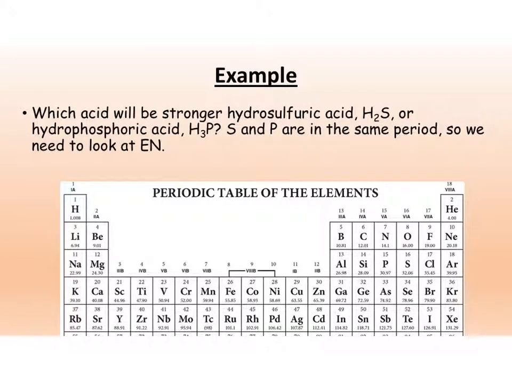All right, so an example: we have H2S and H3P, and it wants to know which one's going to be the stronger acid. Okay, so we want to find out where these are located in reference to one another. They're within the same period, so we have to look at electronegativity. S is going to be the more electronegative of the two, and because of that, it's going to be the stronger acid here.